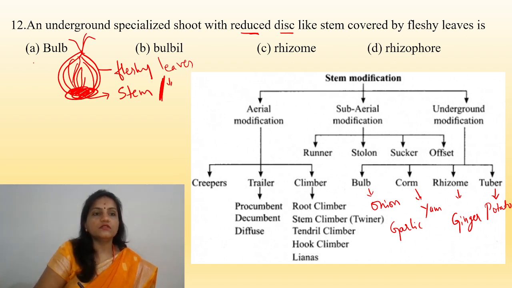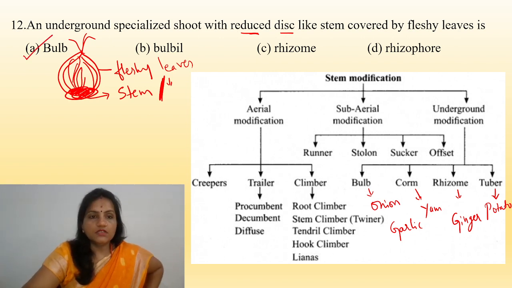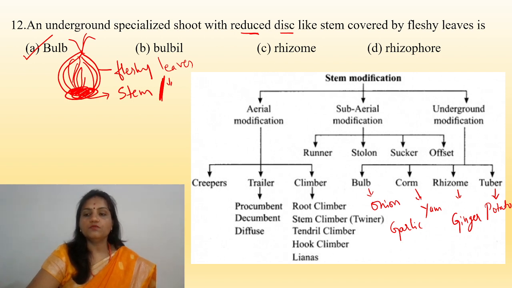So this is seen in bulb, that is onion. These characters are seen in the bulb. Then rhizome, that is ginger is an example. Rhizophora is a root modification. Okay, so the answer is A.